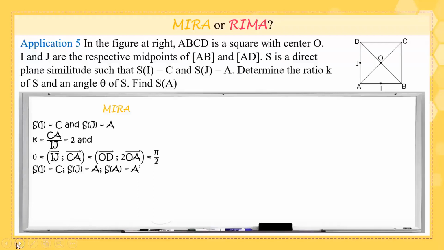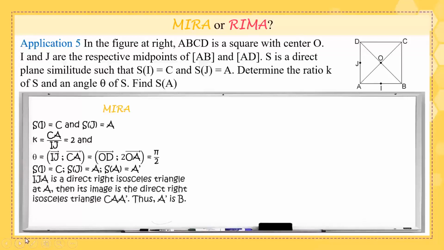And also she said that S of I equals C and S of J equals A, and this is the given. To find S of A, she said that S of A equals A', and since the triangle IJA is a direct right isosceles triangle at A, the image will also be a direct right isosceles triangle. So you must find a triangle CAA', which is a right isosceles triangle, and it is also direct, and this triangle will be CAB. So that means A' will be the point B. So S of A equals B.